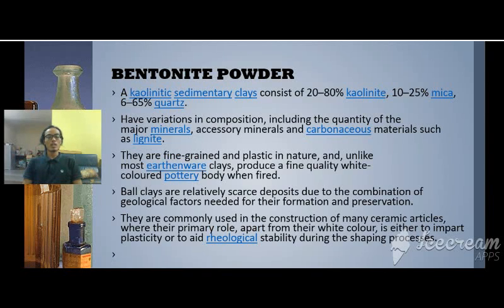So the ball clay are relatively rare deposits due to the combination of geological factors needed for their formation and their preservation. It is commonly used in the construction of many ceramic articles, where the primary role, apart from the color, which is white, is either the plasticity or to add logical stability in the shaping process.